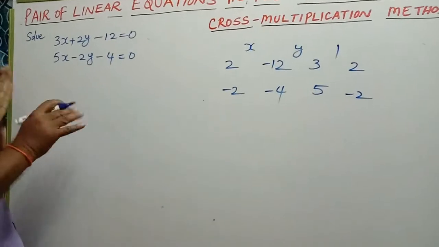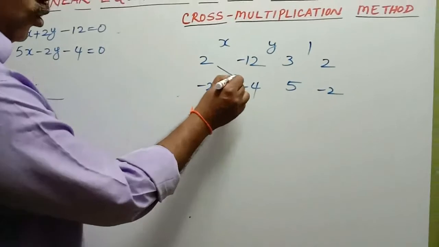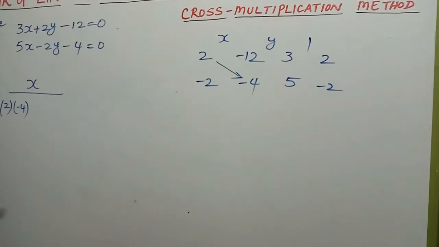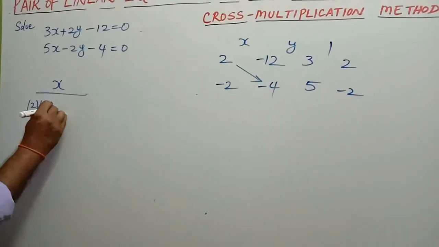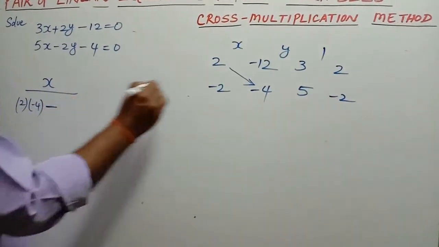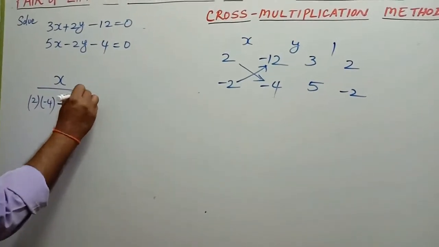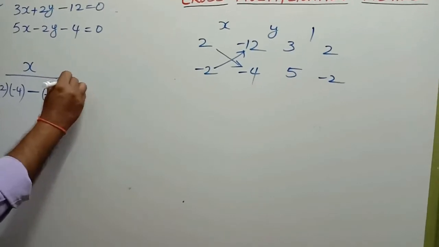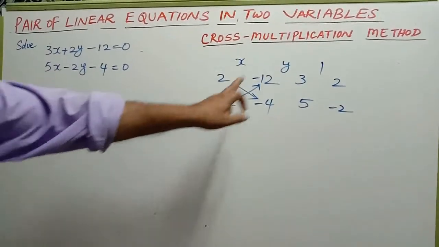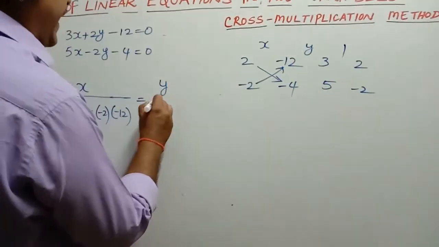So actually, by the formula, x by 2 into minus 4 minus 2 into minus 12. First one is 2 into minus 4. Formula minus 2 into minus 12 is equal to x.